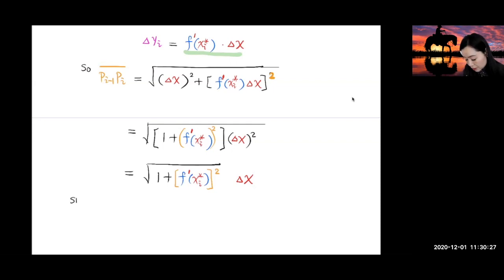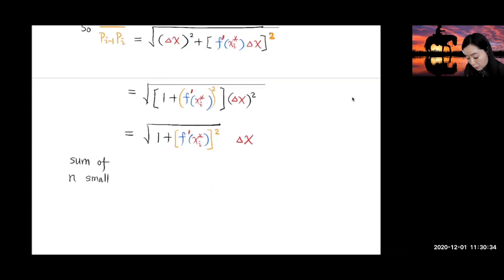So we have the sum of n of those small line segments. So we're going to sum them up. Remember, this p_i minus p_{i-1} is one line segment on the i-th subinterval, and now we have n of them. So i will go from 1 to n.